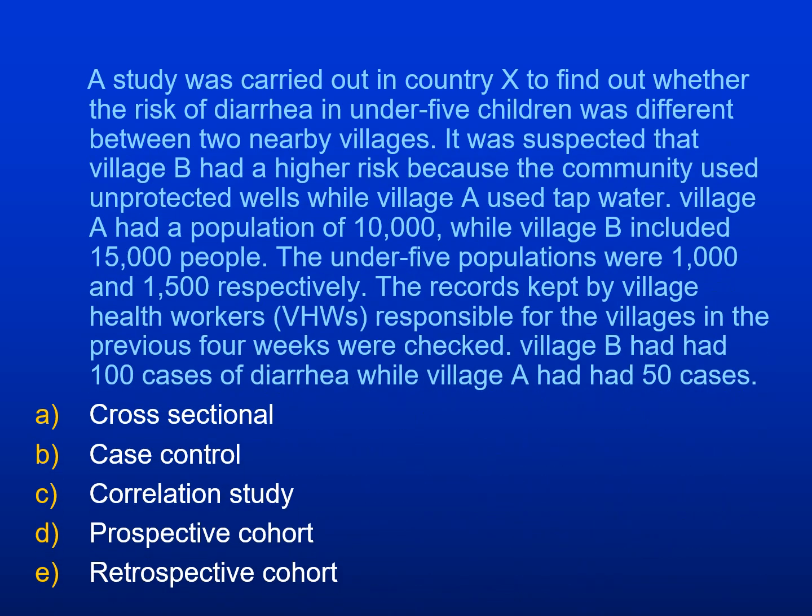The records kept by the village health worker responsible for the villages in the previous 4 weeks were checked. Village B had had 100 cases of diarrhea, while village A had had 50 cases. What is this study? A cross-sectional, case control, correlation study, prospective cohort or retrospective cohort?